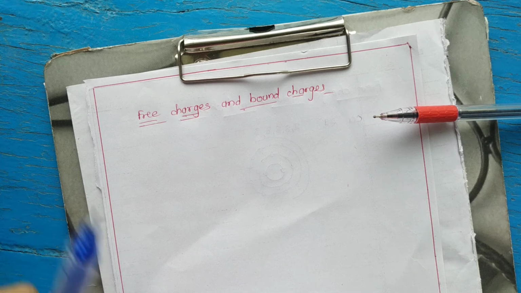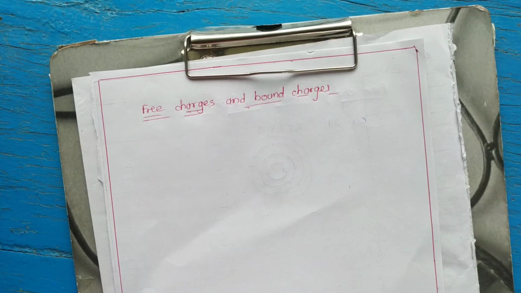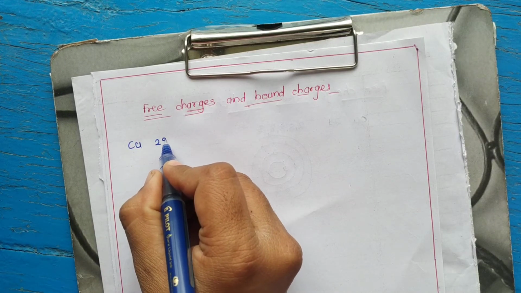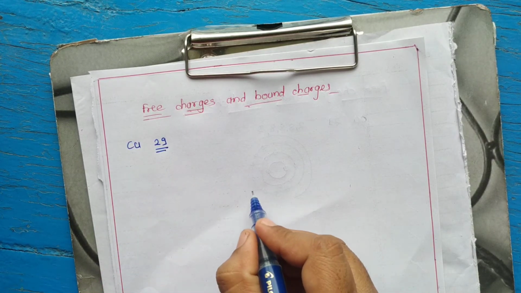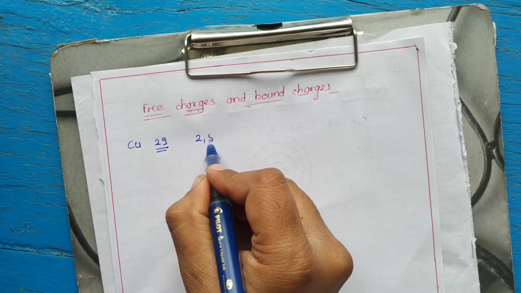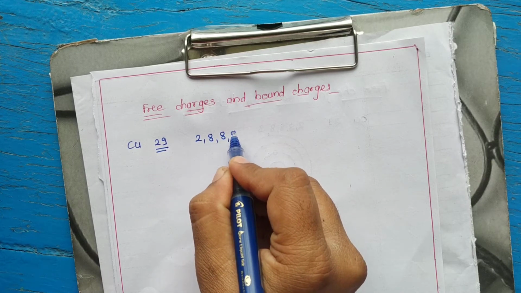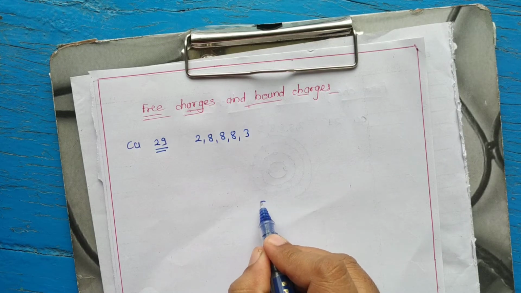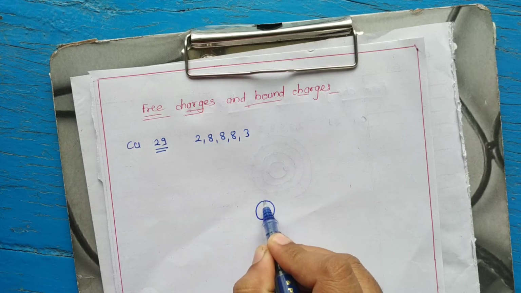So students, today's point is free charges and bound charges. If we consider a copper atom in which 29 electrons are present, then the electronic configuration will be 2, 8, 8, 8 and 3. Then the electronic configuration structure will be like this.